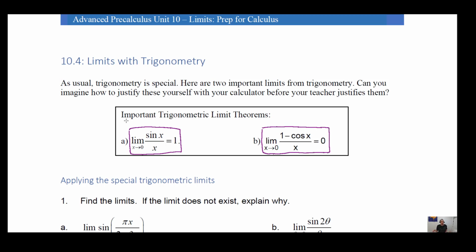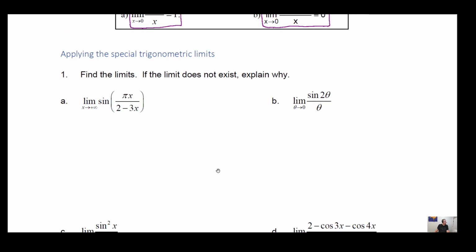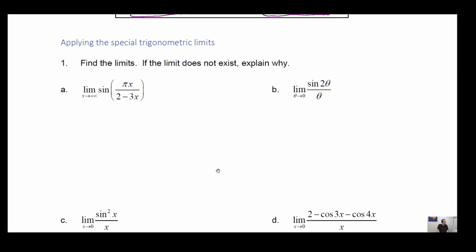So we'll call upon these two facts, and 90% of the time I aim for the sine x over x, mostly because the reciprocal of 1 is 1, so it makes it very easy to work with. We'll refer to these facts as we go throughout, and we'll simplify and use some algebra in order to solve our problems. Problem number 1 says find the limits, and if the limit does not exist, explain why.